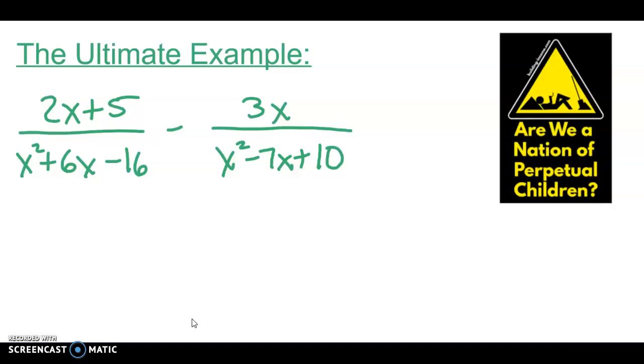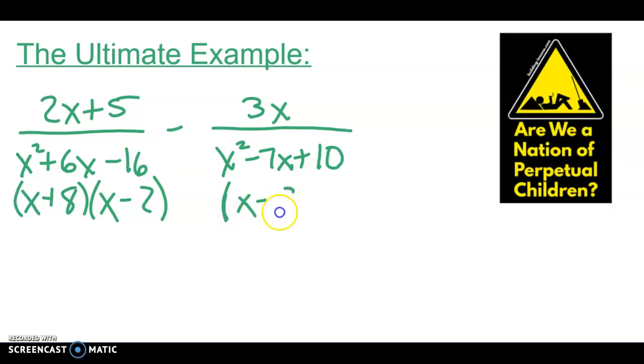We're going to follow the same process as every other time. To figure out what the bottoms have in common, we need to factor the bottoms. So I go ahead and factor x squared plus 6x minus 16 to x plus 8 times x minus 2. The right side, numbers that multiply to negative 7 and add to positive 10 are negative 2 and negative 5.